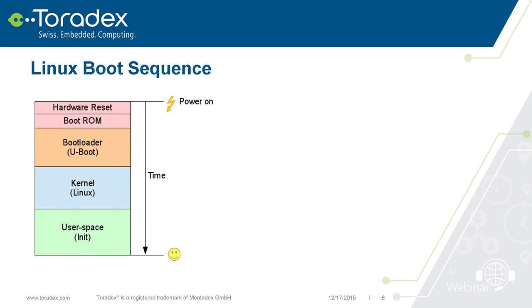Then the Linux kernel initializes all the hardware and hands over the control to the user space at the end of its linear boot process. The user space then starts various applications and does some more initialization until in the end the user application is started, which is maybe a login screen for a desktop, or for an embedded device some kind of UI, or maybe just a web server for a network device. And then hopefully the user can access or use this user interface and be happy.